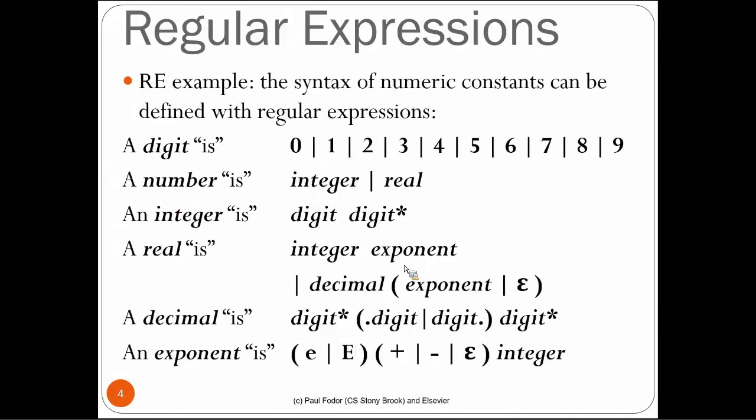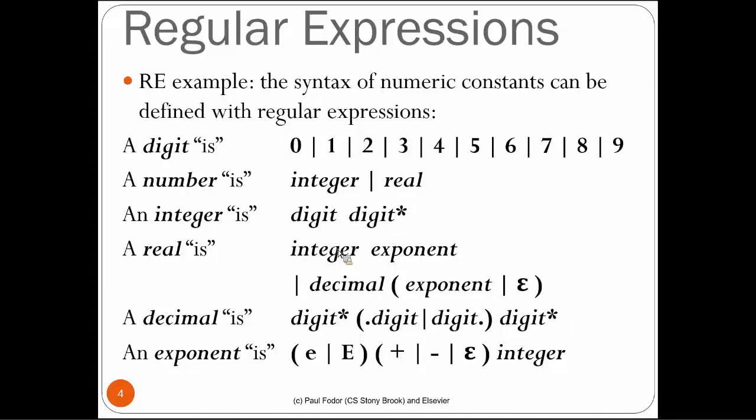So regular expressions are used for the definition of many tokens, and here we have the definitions of a bunch of tokens. For instance, a digit is one of the digits from 0 to 9. You can define the syntax of numerical constants with regular expressions. A number is either an integer or a real, and an integer could be a digit followed by any number of digits. This is a simpler definition of an integer where we can have an integer starting with 0.